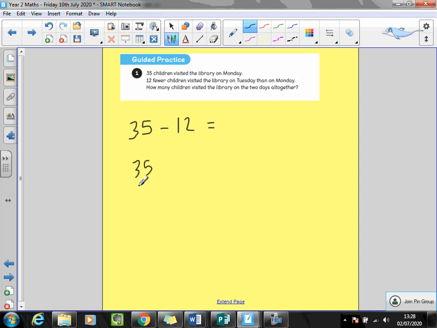Now 35 take away 12, you can do using column subtraction. Some of you might have used your number bonds, but I'm going to model the column subtraction. 5 take away 2 is 3, 30 take away 10 is 20. So we now know 23 children visited the library on Tuesday.